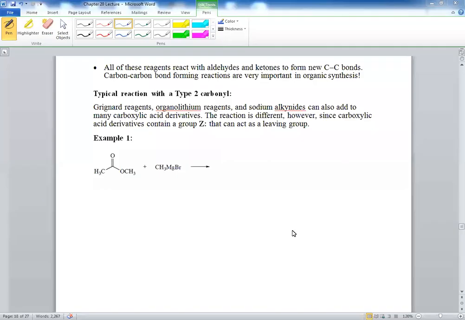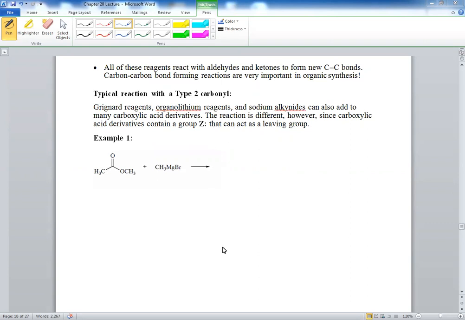So what about the reaction between organometallic reagents and type 2 carbonyls? Remember, type 2 carbonyls were esters, acid chlorides, amides, carboxylic acids, etc. Well, let's take a look. So the reaction is different. However, since carboxylic acid derivatives contain a group Z, again, this can act as a leaving group.